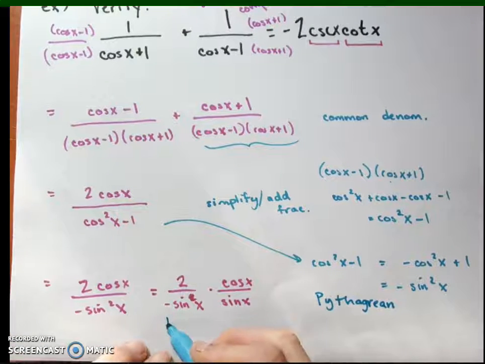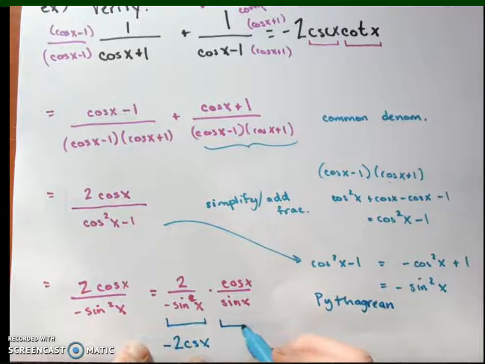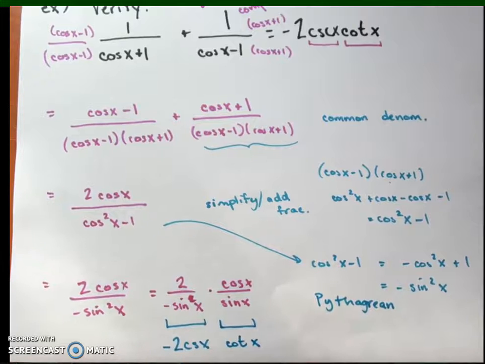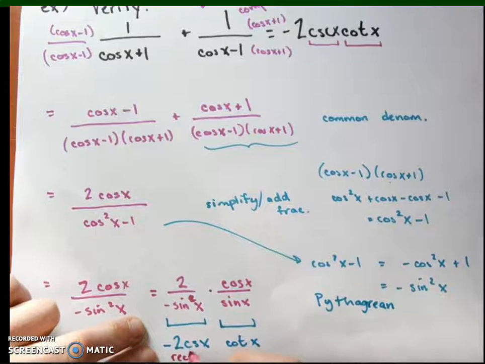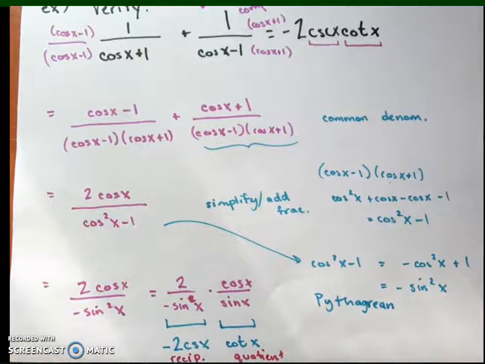And finally, if I look at this term, this is minus 2 cosecant x, and this term is cotan x. The first one is by reciprocal identity, and this is by quotient identity. And that's what I wanted.